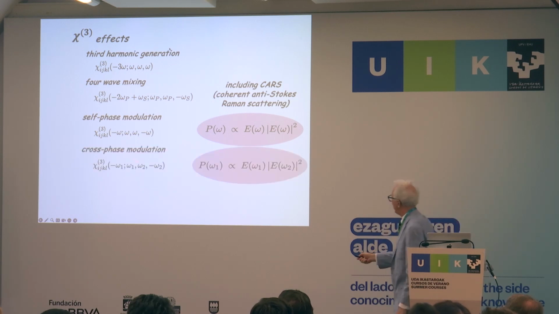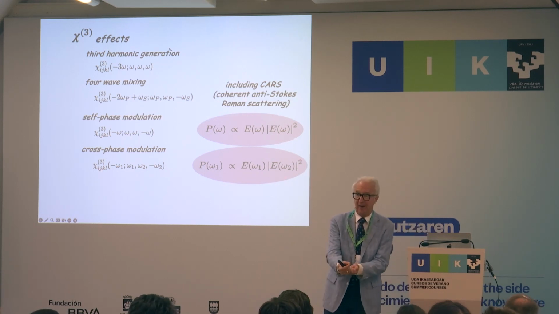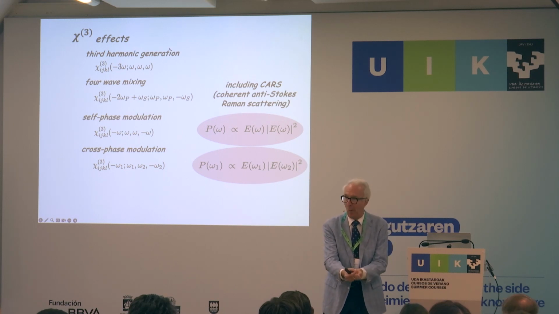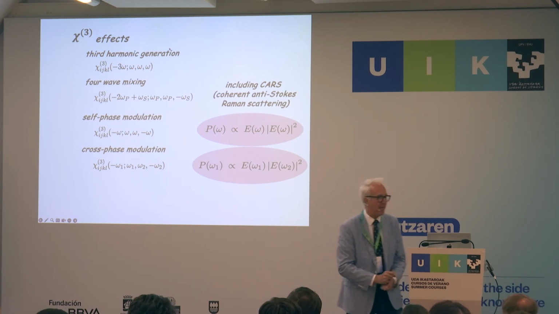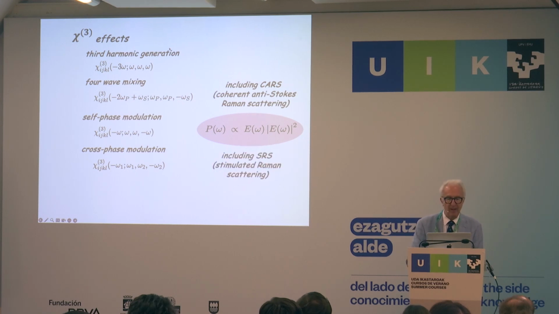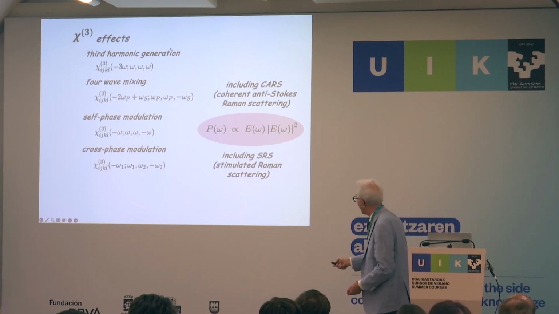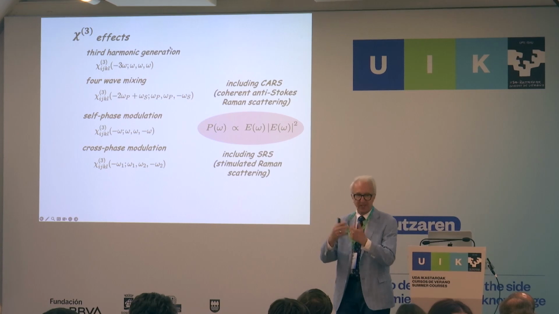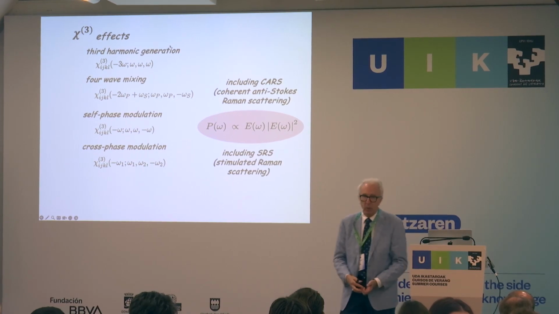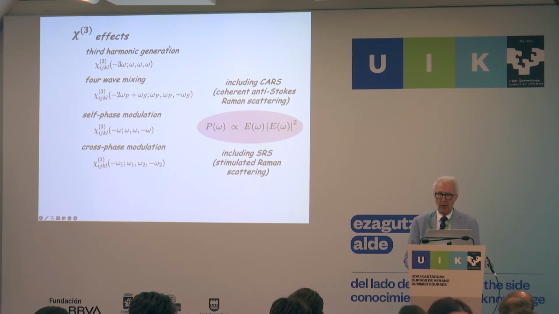And, well, here's cross-phase modulation. Okay, the intensity at omega 2, now you can use this to modify the index of refraction at omega 1. Okay? And this term also includes stimulated Raman scattering. It's included in that chi3 as well. Okay?